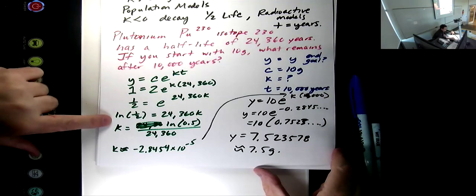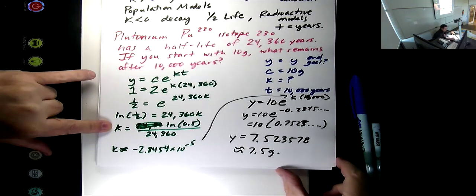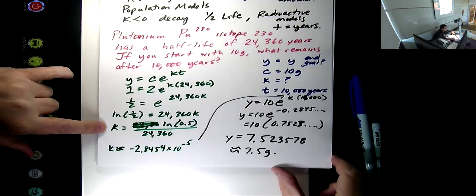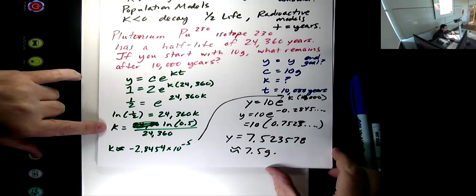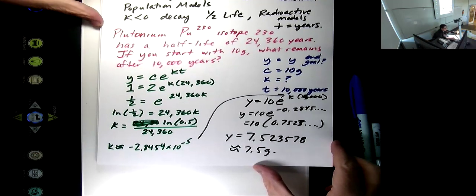Half-life: natural log of 1/2 divided by the time. Doubling time would be natural log of 2. Your K should end up being positive.